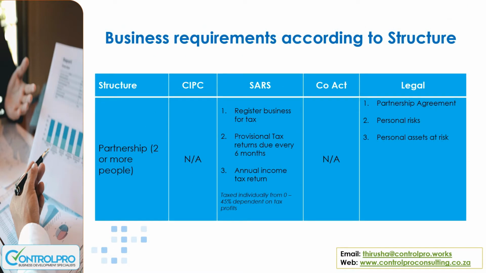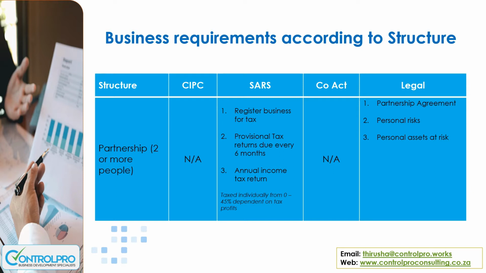Going on to the next structure is a partnership with 2 or more people. So CIPC doesn't come into it, nor does the Companies Act. Here you will have to register individually for tax, and you will also be needing to do your provisional tax returns, which are due every 6 months, and an annual income tax return.